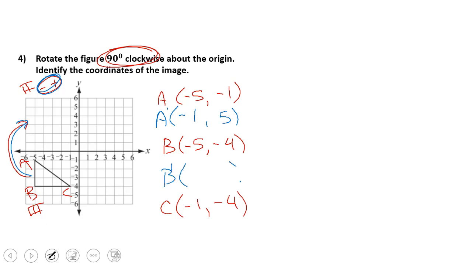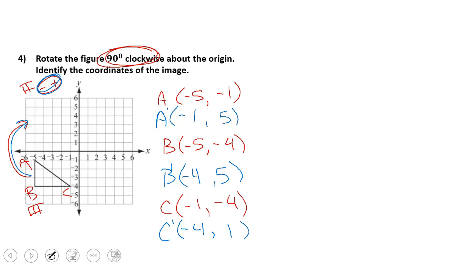B prime, they're going to switch, so it's 4, 5. And I know I'm going to quadrant 2, so again, it's negative 4, positive 5. And again, C prime, the numbers are going to switch. The coordinate numbers go to 4, 1, and I know that quadrant 2 is negative, positive, so negative 4, positive 1.